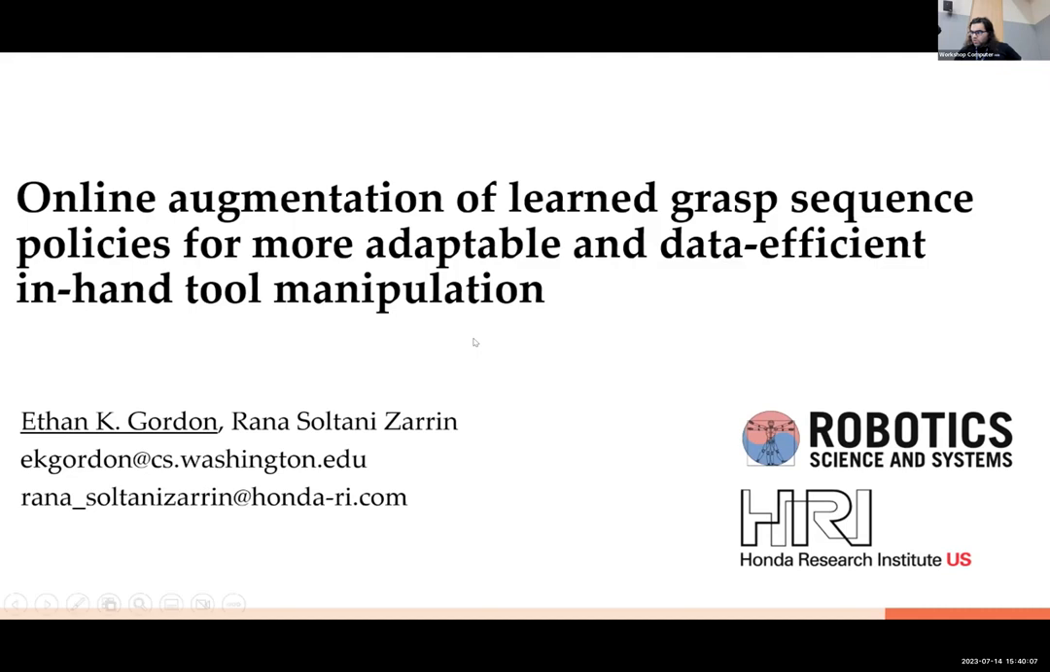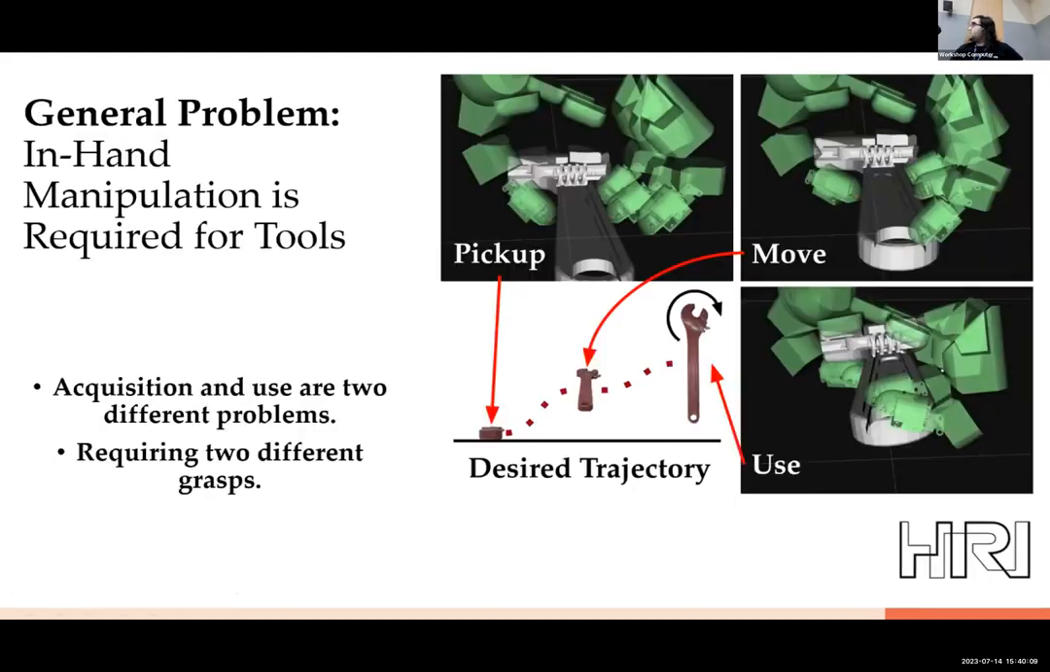The motivation of this work, as of many other works here, is in-hand tool manipulation, with the idea that in-hand tool manipulation, the acts of picking up a tool, moving a tool, and using a tool, each need different grasps. And so that's what demonstrates the necessity of in-hand manipulation.